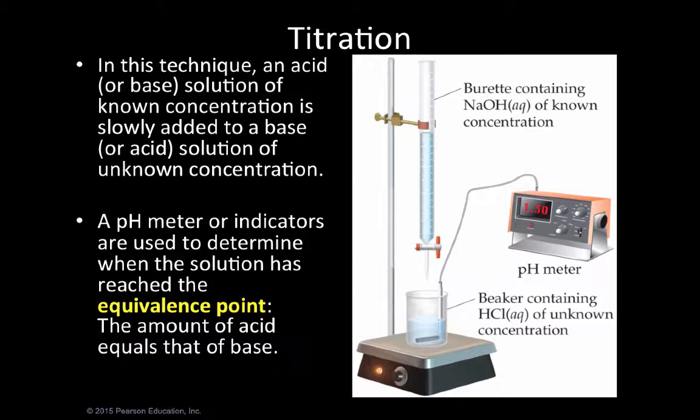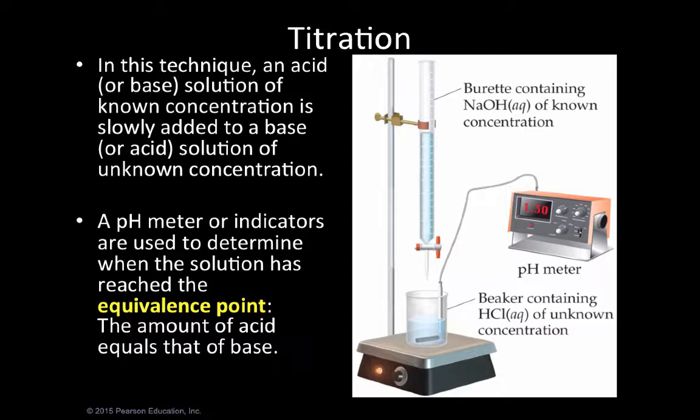So this particular one here is similar to the one we did in class. You can see that you have a burette that contains a known concentration of NaOH, similar to the 0.1 molar NaOH that we used in class. And in the beaker below is a solution of HCl of unknown concentration. So what you're doing is adding the NaOH to the HCl in the beaker below until it reaches the equivalence point, which is when the amount of acid equals that of the base that you added.